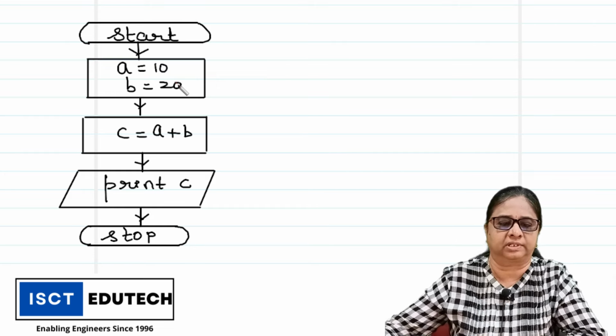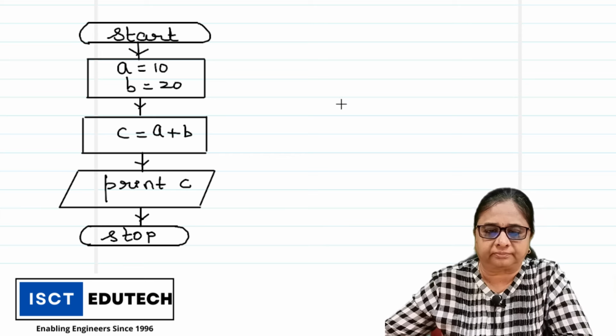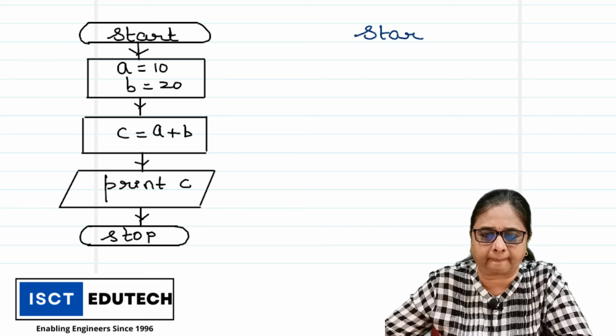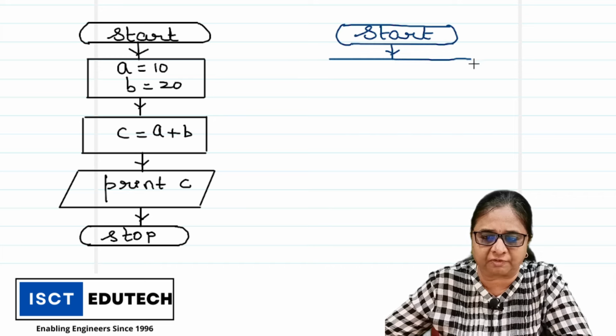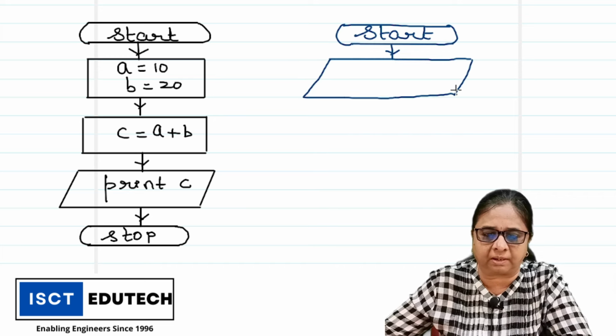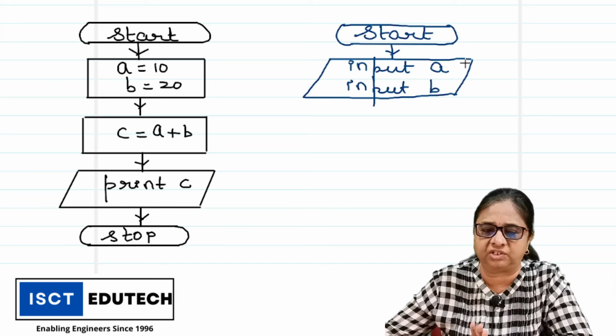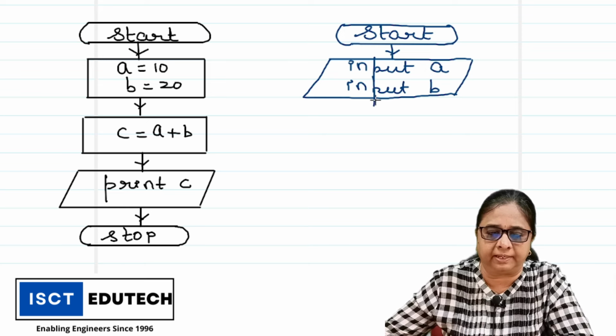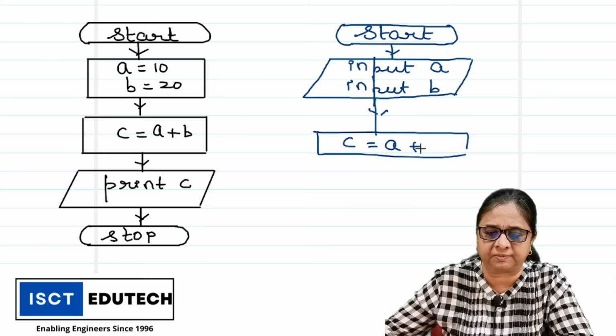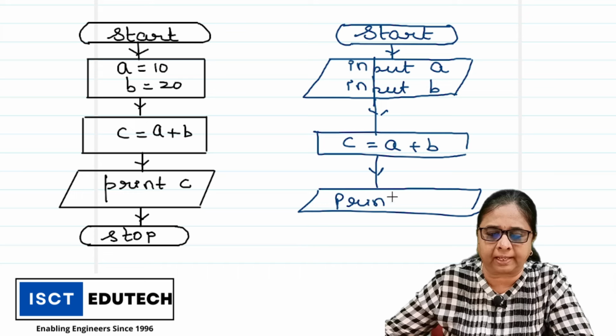Let's see how to do this example with input, the same example. So I will say start. Now, the data is not known at the time of writing the program. So I will just give the instruction to take an input and store it in the variable A. Then next, input B. Remember, don't say A equal to 10, B equal to nothing. It is just input A, input B. Then, what should I do with the input data? That process remains the same. C is equal to A plus B. Then what do I do with this particular data? This is going to be print C and stop.